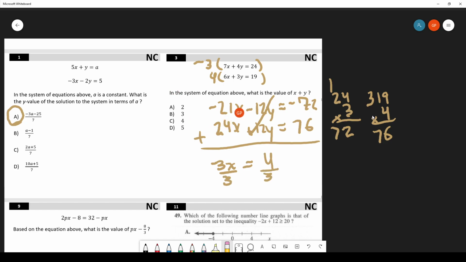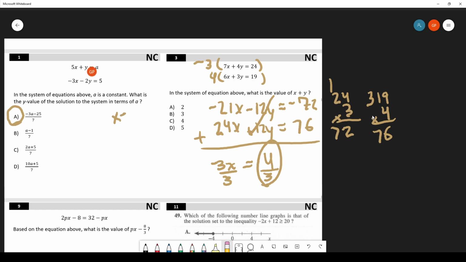And then we're going to divide by 3 and we're going to get that x is equal to 4 over 3. So at this point, we've confirmed one of the values. So we know that x is equal to 4 over 3. So really quickly, I'm going to write that over here on the side so I don't forget.